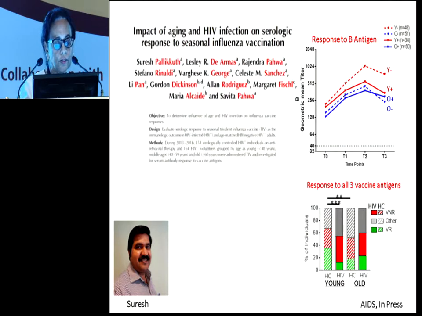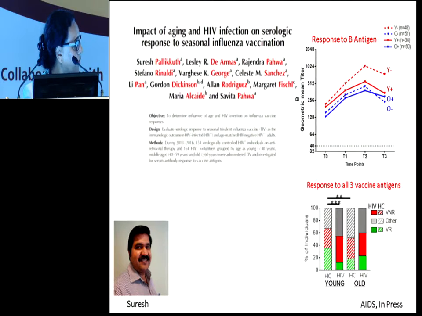First, I'm going to tell you how the vaccine response occurred in these patients. This study was led by Suresh. He came from Kerala, first as a postdoc, and now as a faculty member. On the right side, you see the responses to the vaccine. First is the response to one component of the vaccine, the B antigen, and the bottom are all 3 antigens. It's a trivalent vaccine. The dotted lines indicate HIV negative. The solid lines are HIV positive.